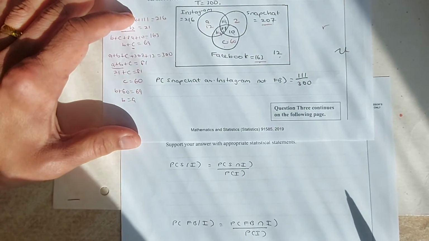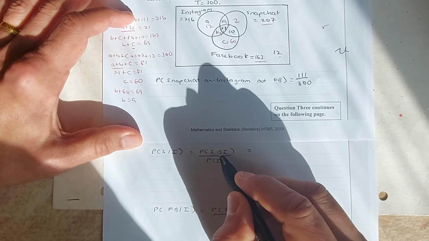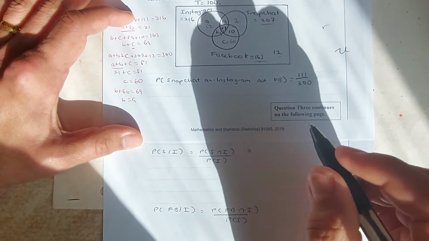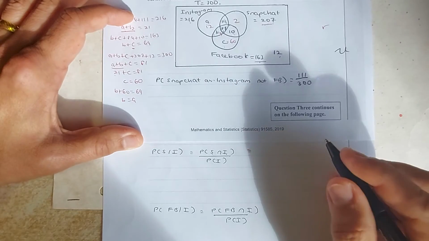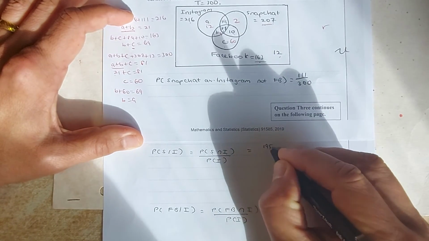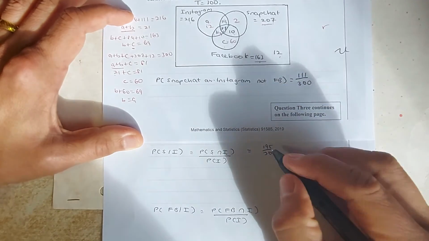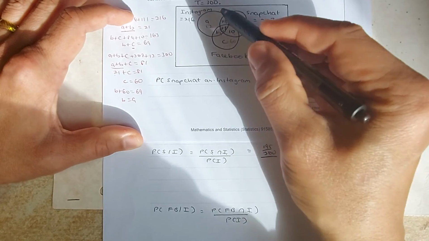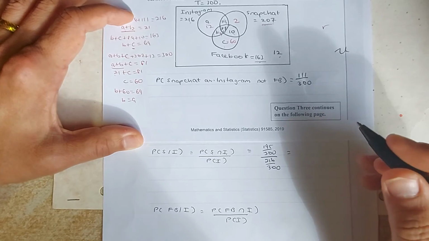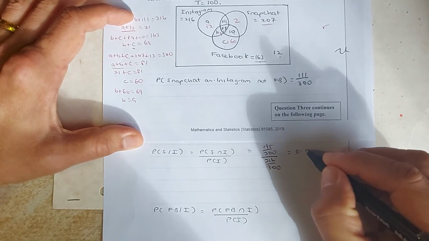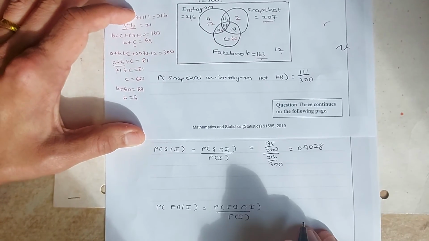Okay. So now we are going to calculate the probability of Snapchat and Instagram over Instagram. So very simple. Snapchat and Instagram is going to be 195 over 300. So Snapchat and Instagram will be this area 195 over 300, and probability of Instagram is going to be this whole area 216 over 300, and put in your calculator is going to be 0.9028.